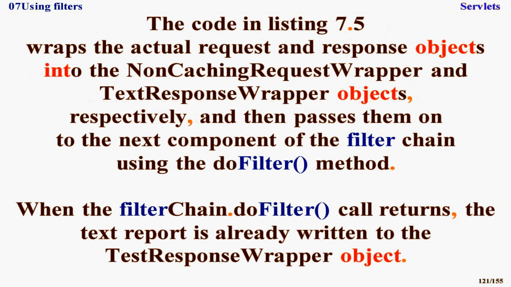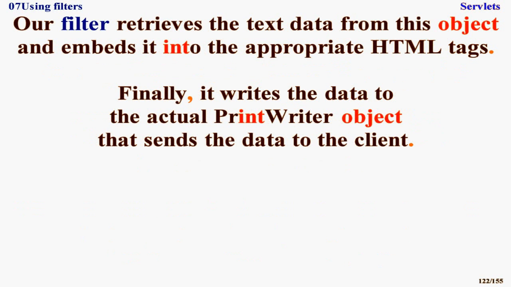wraps the actual request and response objects into the NonCatchingRequestWrapper and TextResponseWrapper objects, respectively, and then passes them on to the next component of the filter chain using the doFilter method. When the filter chain doFilter call returns, the text report is already written to the TextResponseWrapper object. Our filter retrieves the text data from this object and embeds it into the appropriate HTML tags. Finally, it writes the data to the actual print writer object that sends the data to the client.